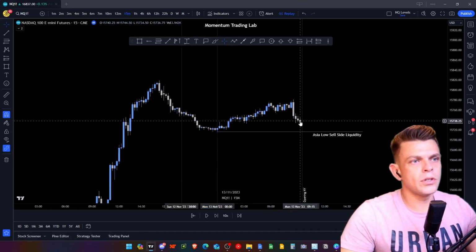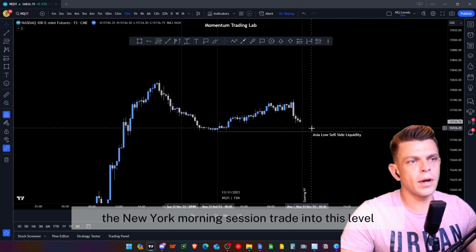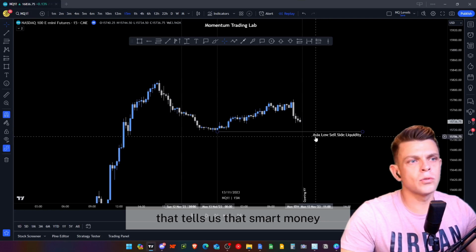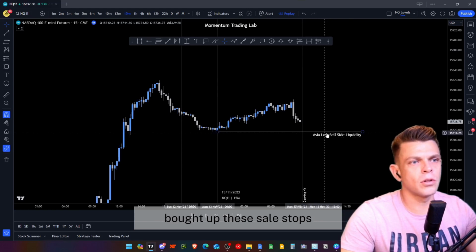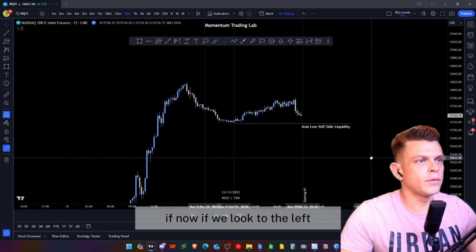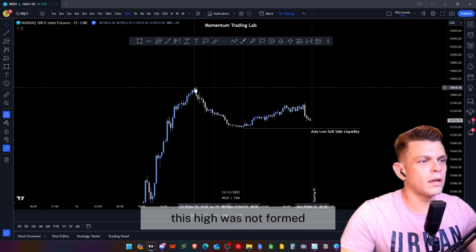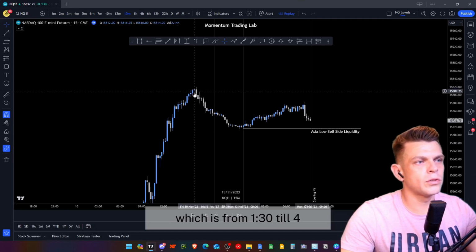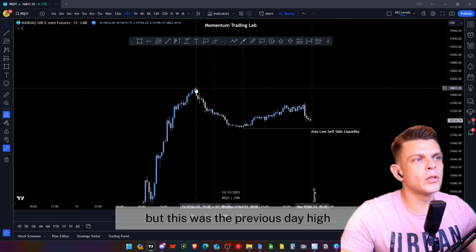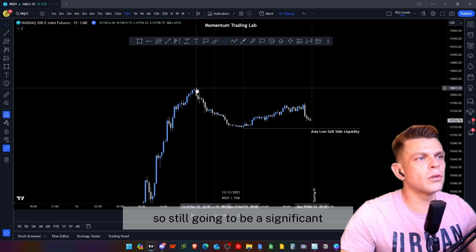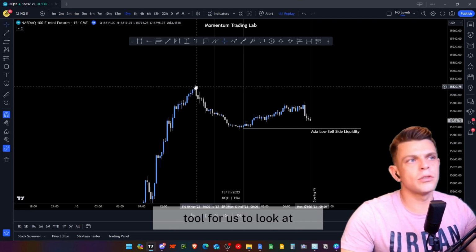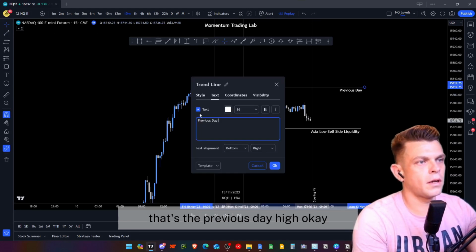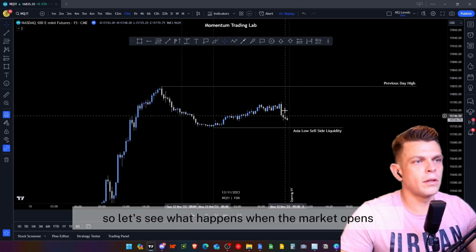Now if we see the New York morning session trade into this level and then displace away from it, that tells us that smart money bought up these sell stops and they would like to see higher prices. If we look to the left, this high was not formed in the New York afternoon session time period, which is from 1:30 till 4. But this was the previous day high, so it's still going to be a significant pool for us to look at. So ideally, we want to mark that off as well. So that's the previous day high. Okay, so let's see what happens when the market opens.